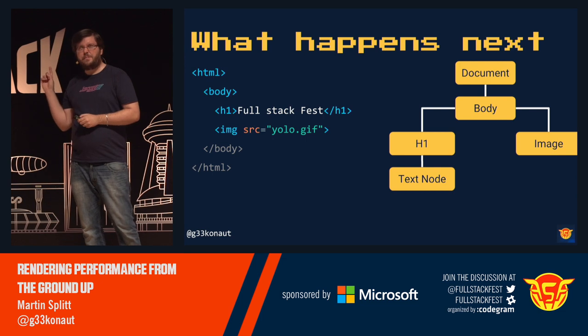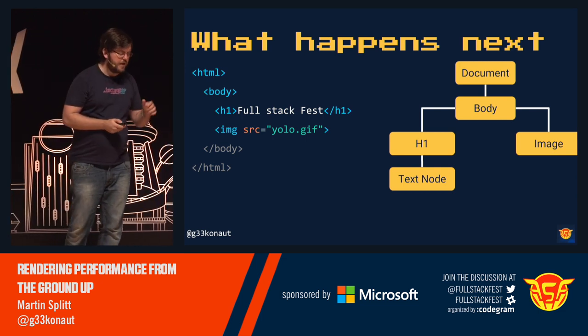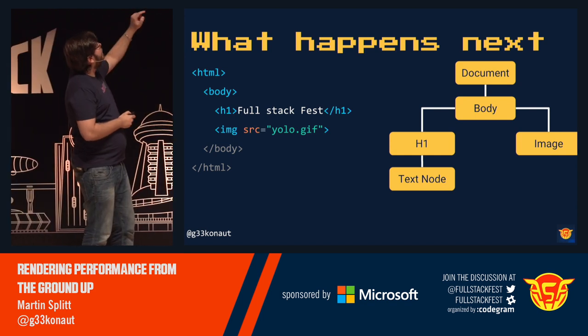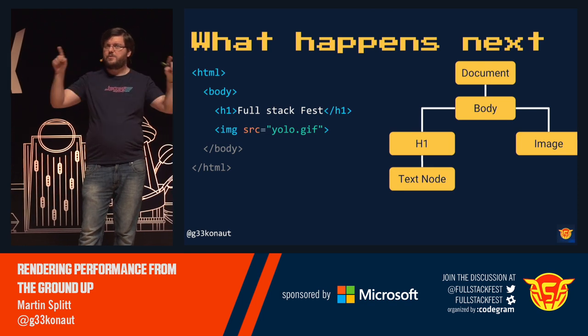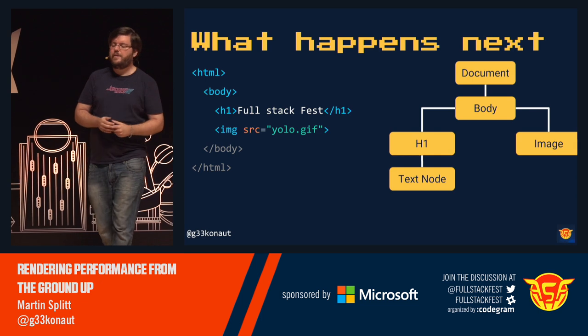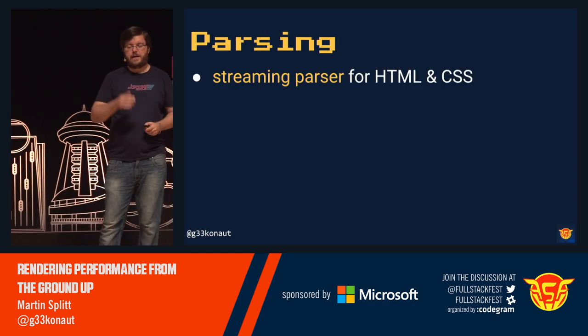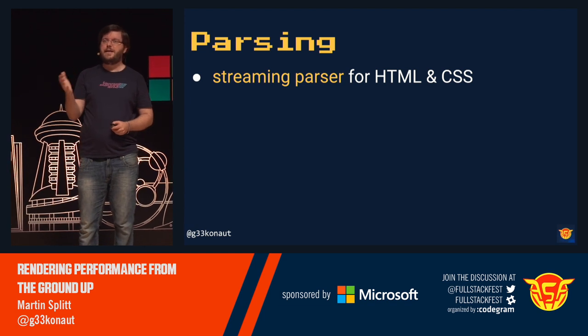There's another tree being built in the background, which is the CSS OM that Steve just mentioned. It's basically getting the visual properties. So for instance, for the h1 element, it might figure out how large this is going to be, what font we're going to use, what color we're going to use. All that kind of stuff is in a separate tree as well. So basically, when we are parsing in a streaming fashion, which is amazing.